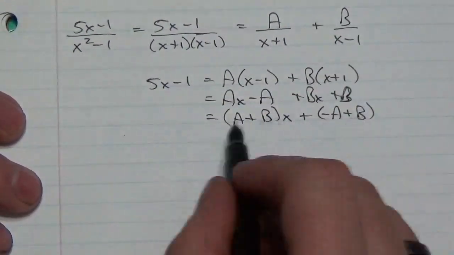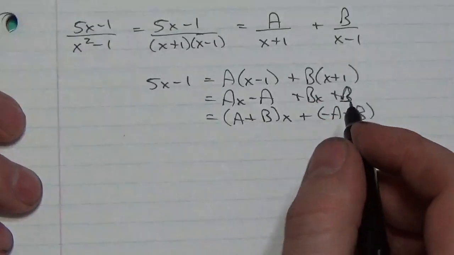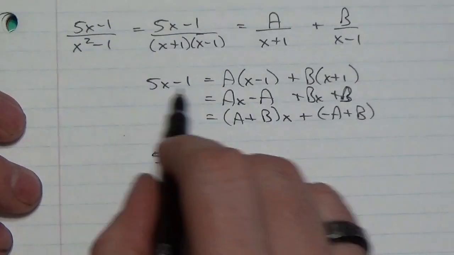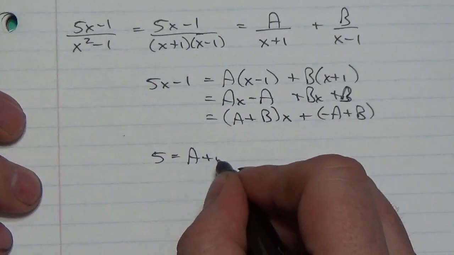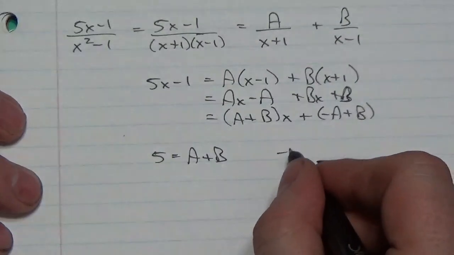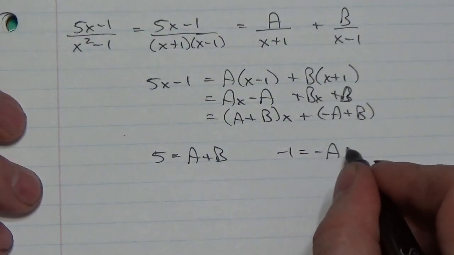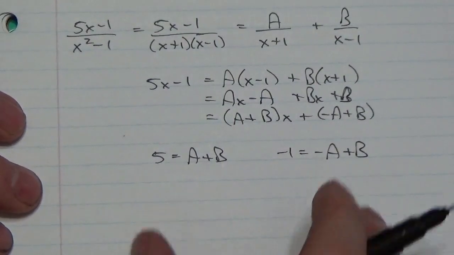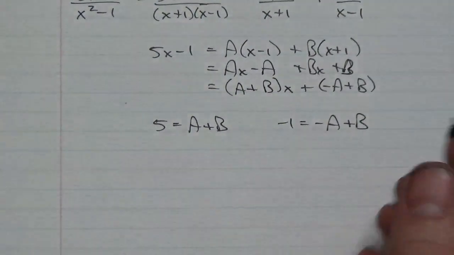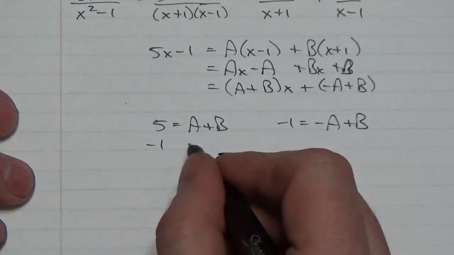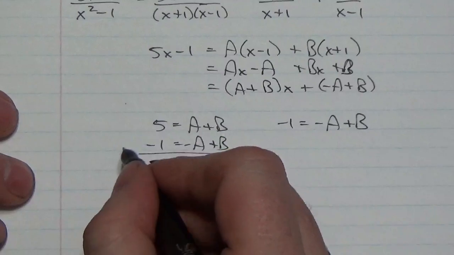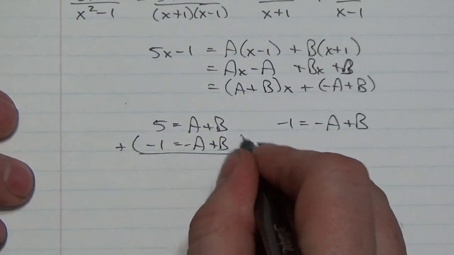I know when I compare this to the original numerator, I know that 5, the coefficient of x, has to be the same as A + B, the coefficient of x. I also know that -1 has to be the same as -A + B. So now I've got these two equations. Once again, I've got this system of equations. I'm going to solve this by elimination. I'm just going to put the -1 = -A + B underneath this first one, and I will just add those two expressions together.